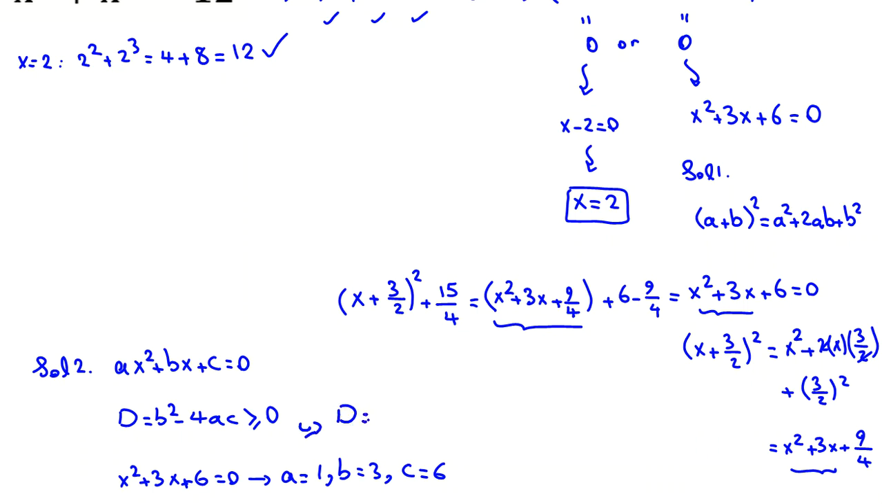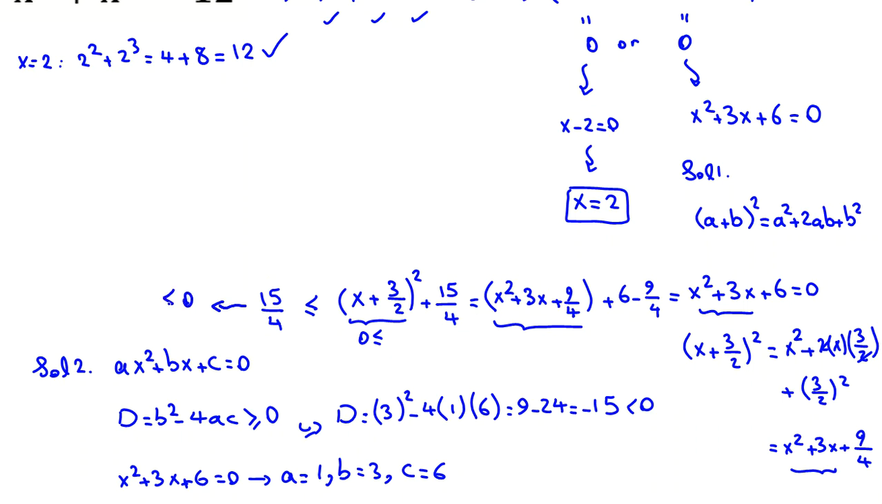So the discriminant here is b squared, 3 squared minus 4 times 1 times 6. It is 9 minus 24, which is -15. Now, -15 is less than 0, so we don't have any answer. Is that solution number 1 also? You can say the square is at least 0, so the expression will be at least 15 over 4. So it cannot be 0. We concluded 0 is at least 15 over 4. So solution number 1 is a little tricky. Solution number 2 is so much more straightforward. Only calculate the discriminant and you will see, okay, it's negative.